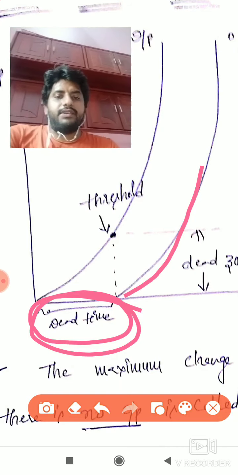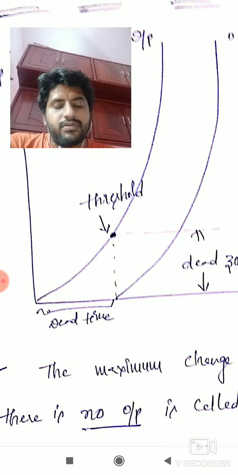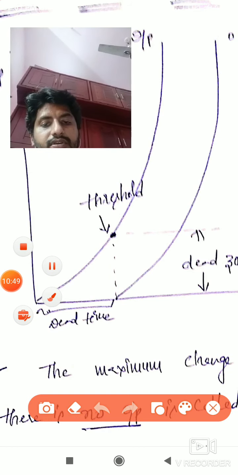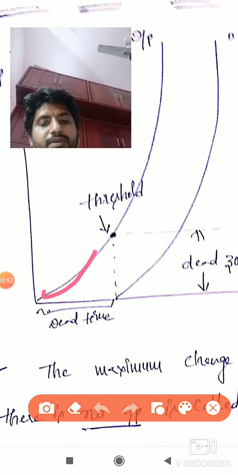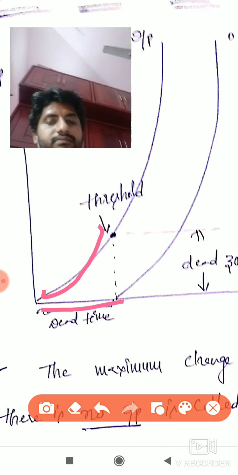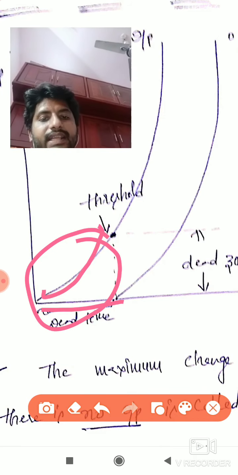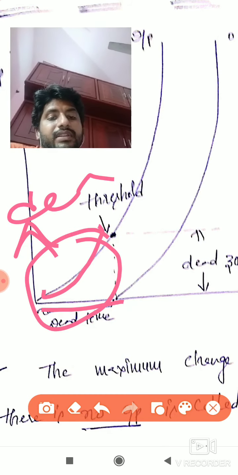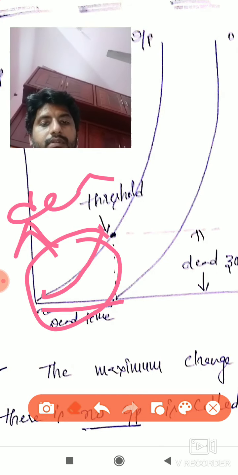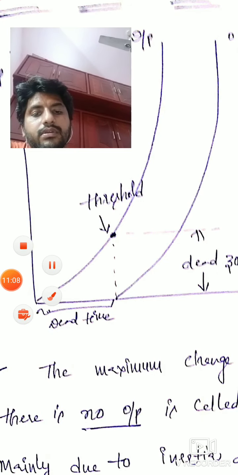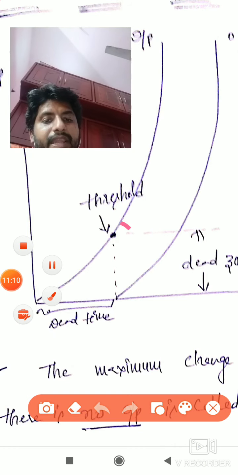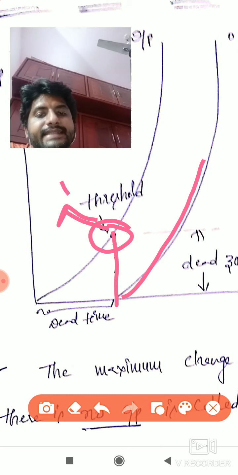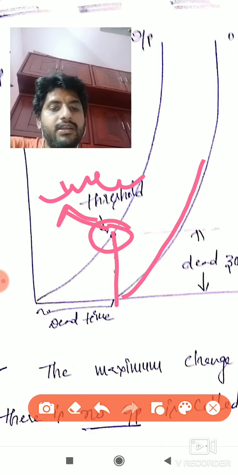So I can clearly explain one more time. What is a dead zone? The maximum change in input where there is no output. This zone we can call a dead zone, right? What is a threshold? The minimum point at which my output starts. So this point we can call a threshold, right?